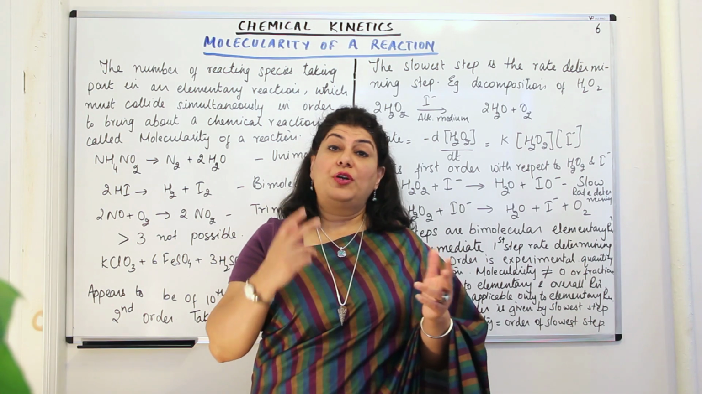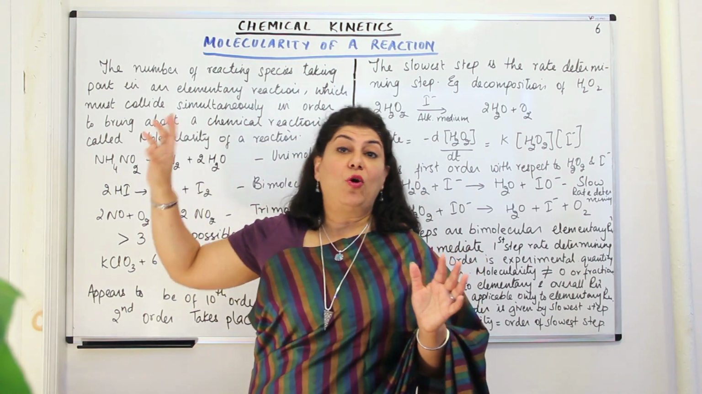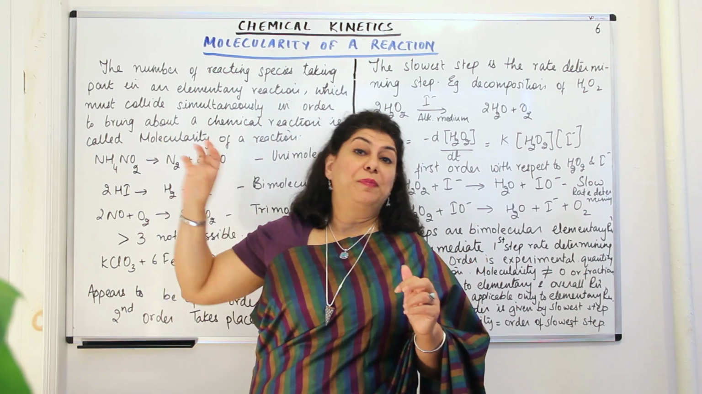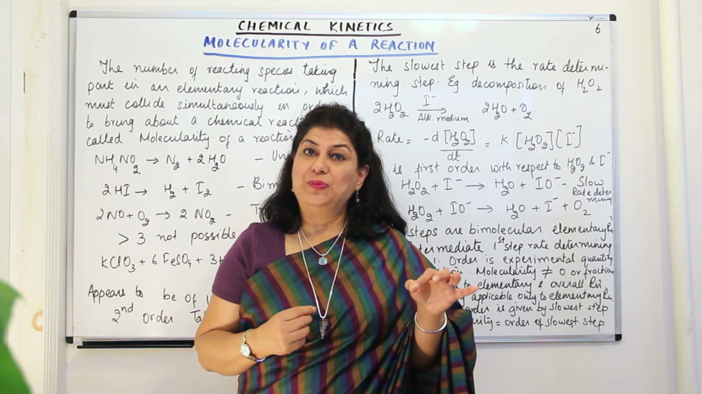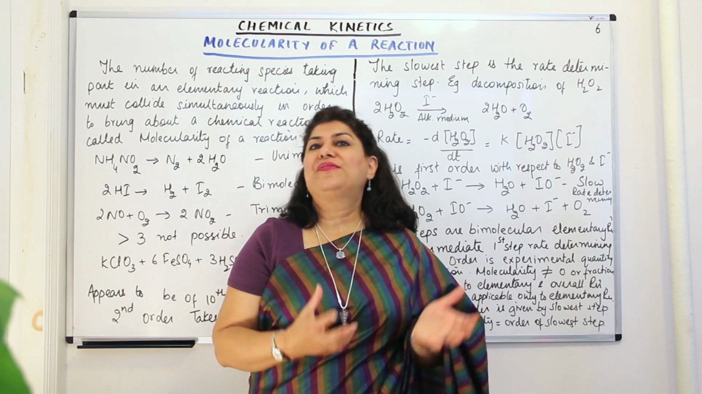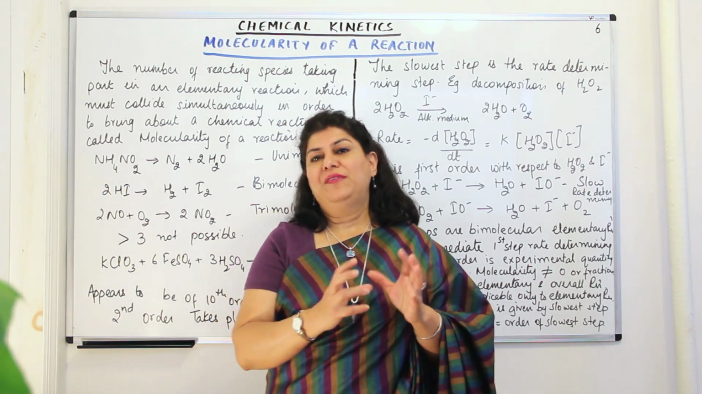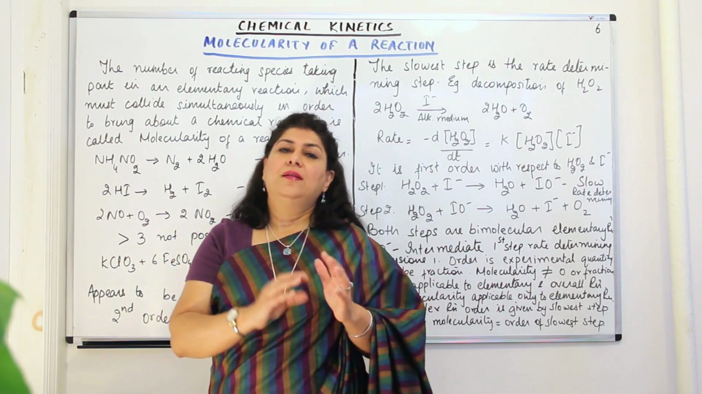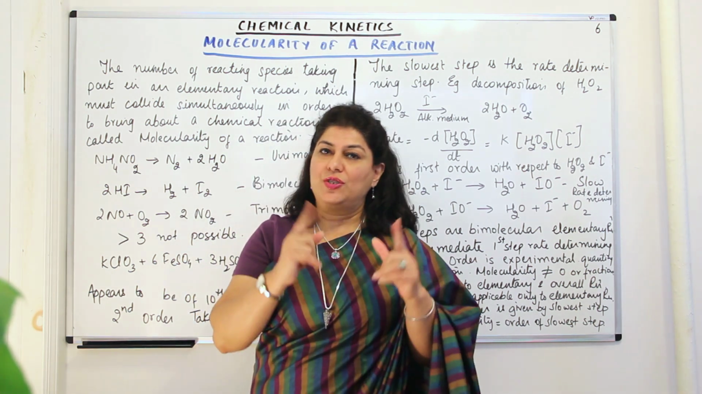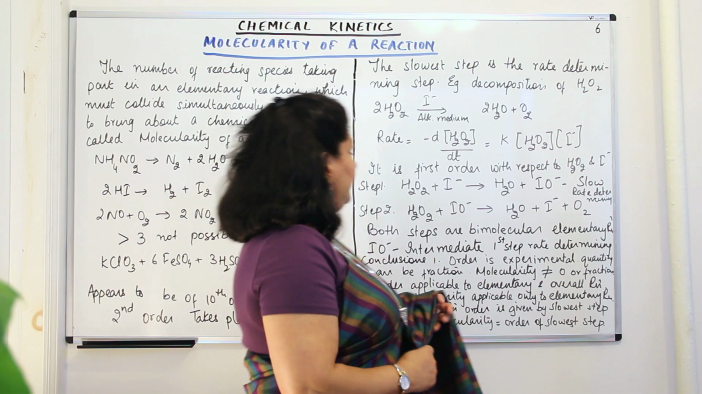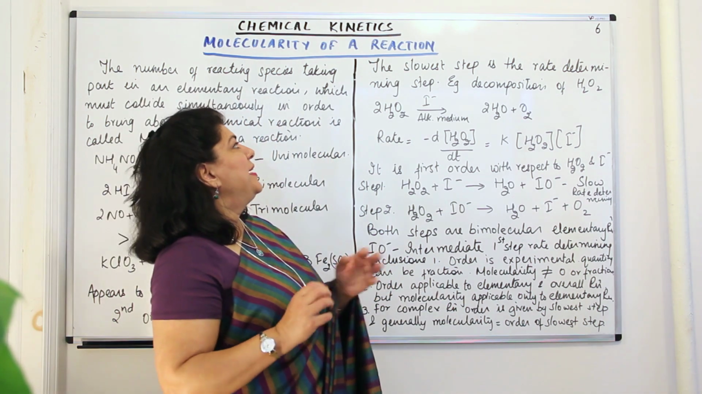And of course, order may be different because order can be fractional. It is an experimental quantity, and the molecularity is a theoretical value. Therefore, there may be a difference there. But usually we find that both of them can be calculated from the same step, which is the slowest step. So the slowest step is the rate determining step.